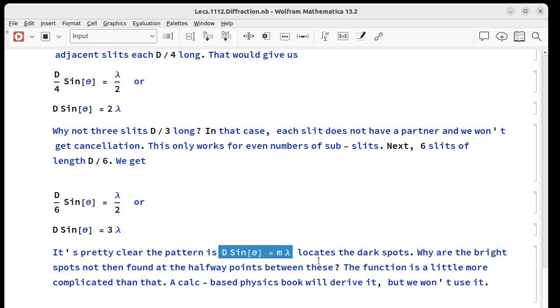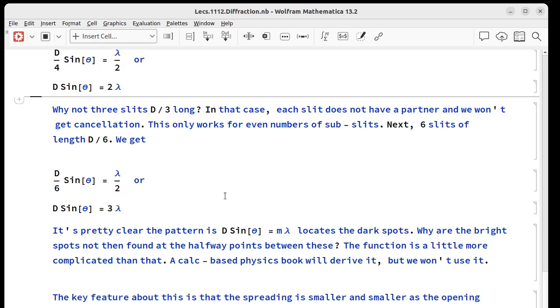Now, why can't we find the bright spots halfway between these points? It turns out that the function that we're really modeling here is more complicated than that, and you can check out a calc-based physics book and it will show you, but we're not going to use it. We'll just look at the dark spots, and we know that the bright spots are somewhere in between. So there's a bright spot somewhere in between these two values of theta, but we don't know exactly where from the math that we have.